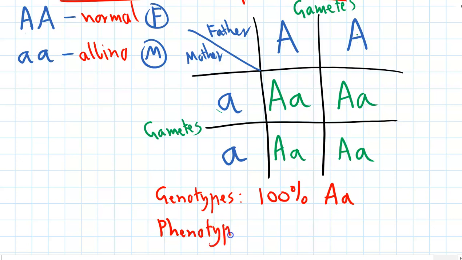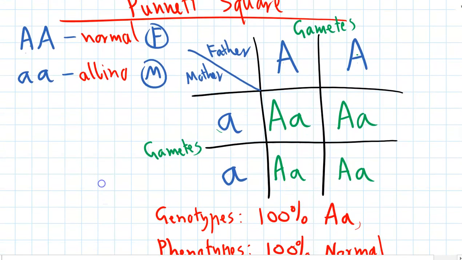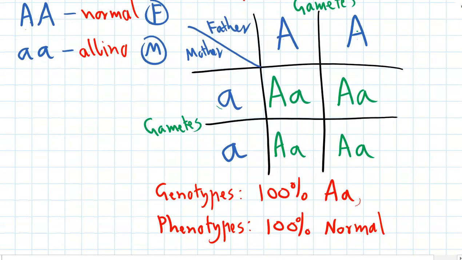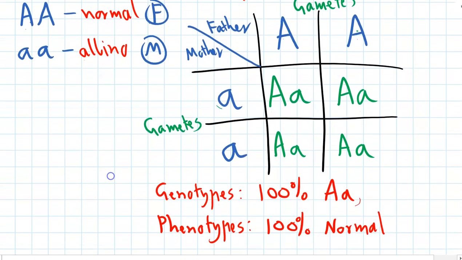What are the possible phenotypes in children of this couple? Well, if they're always big A little a, remember that albinism is recessive, so all these children are going to be heterozygous, so they're going to be normal. They'll have the normal phenotype. So 100% of the children are going to have the normal phenotype as well. Okay, so that's how we set up a Punnett square, and we predict the genotypes and the phenotypes of the children. That's a really simple example. Let's do a different situation with some different parents.